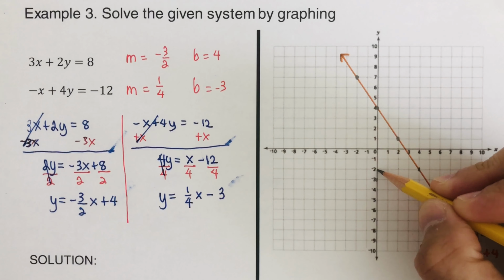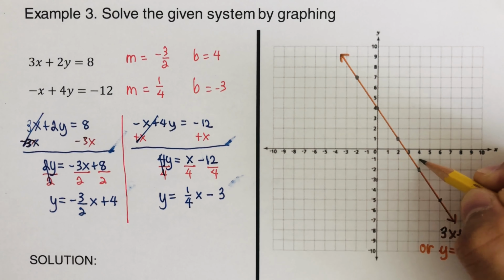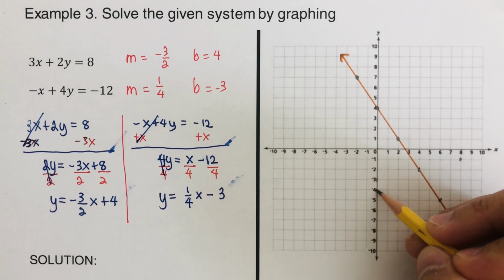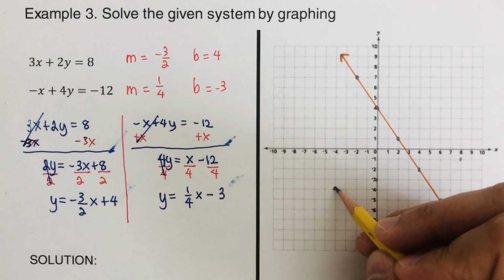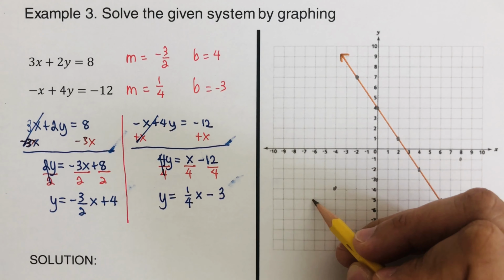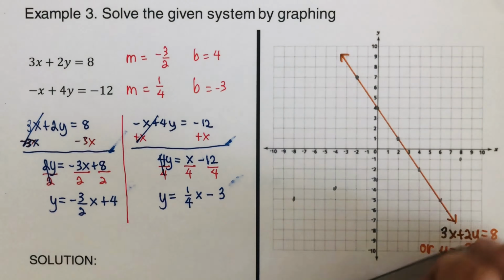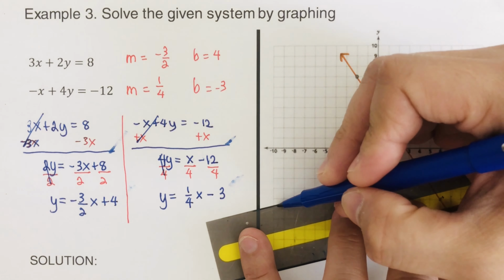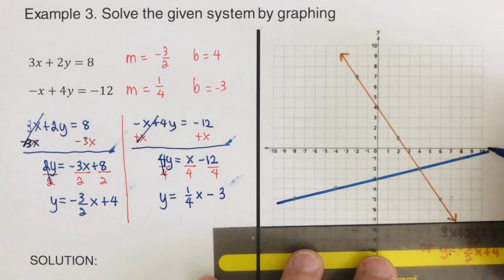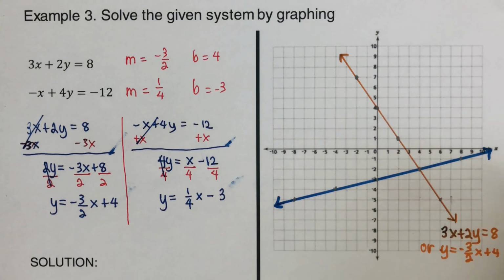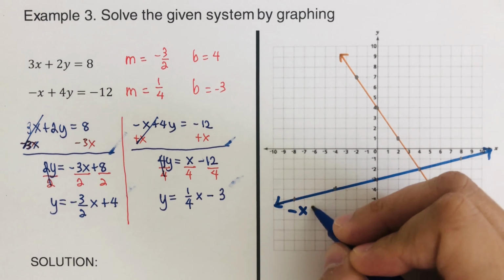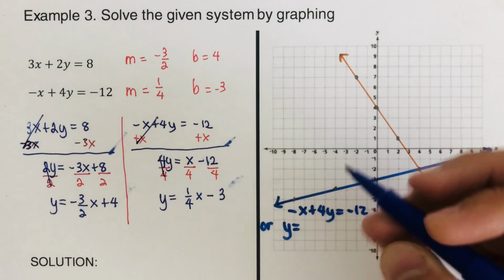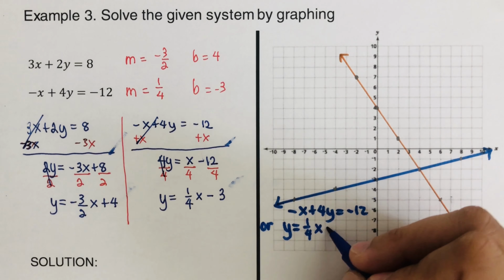So up 1 over 4, 1, 2, 3, 4. So I can go down 1, left 4, 1, 2, 3, 4. So then I can go ahead and connect these dots together, and this would represent the line, the second line that we have over there. So this blue line right here can be named either way. So that's negative x plus 4y equals negative 12, or y is equal to 1/4 x minus 3.